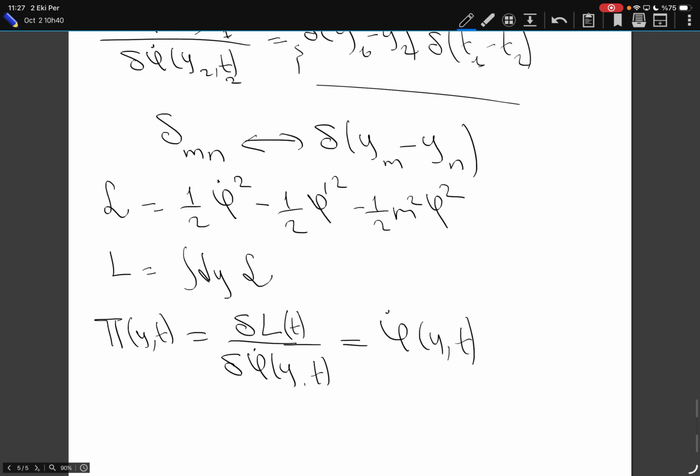You said this capital P was canonical momentum. Yes. Canonical momenta or canonical momentum? I would say it's the canonical momentum. But you see, each y is actually a different momentum because it's the momentum of a different oscillator. So saying momenta also wouldn't be wrong.